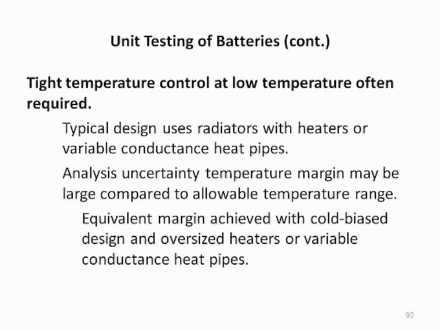Even with such designs, temperatures may still rise modestly during high discharge or charge periods when internal waste heat generation is high. Thermal analysis uncertainty margin in the form of temperature often can't be applied to batteries because the margin would be large compared to the allowable temperature range. However, equivalent margin may be achieved by cold biasing the design and using oversized heaters or variable conductance heat pipes to control the battery to within the desired range.